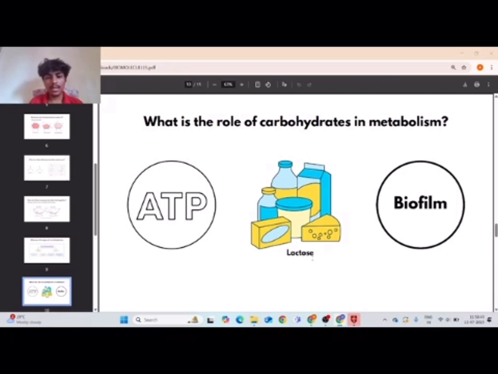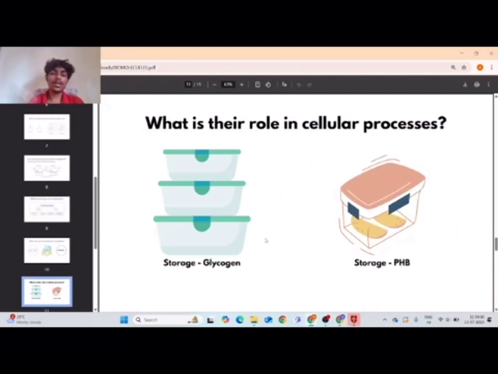carbohydrate molecules. Why do they choose to use this particular molecule? It is because it is a sticky, gel-like carbohydrate polymer, which provides the structural scaffold for the biofilm, and it also helps to anchor all of the cells and protect against antibiotics and so on. Now, apart from this, what other roles do carbohydrates play in cellular processes?